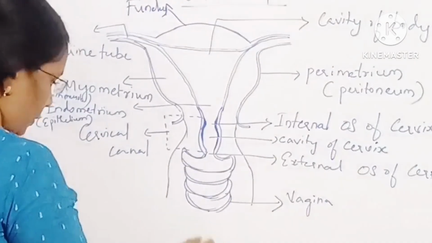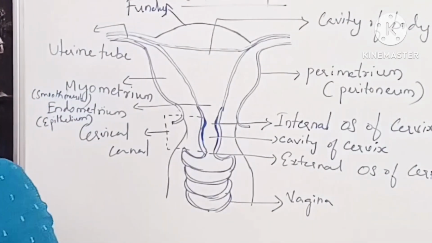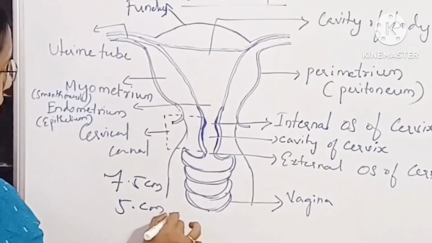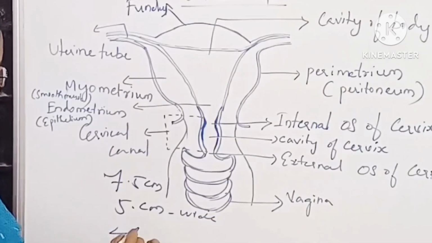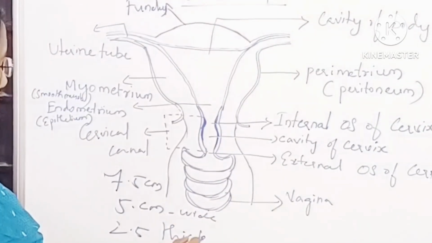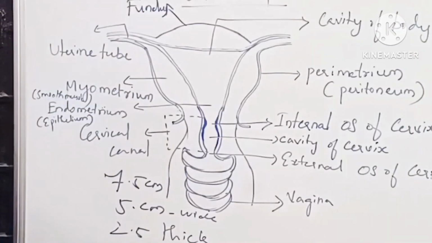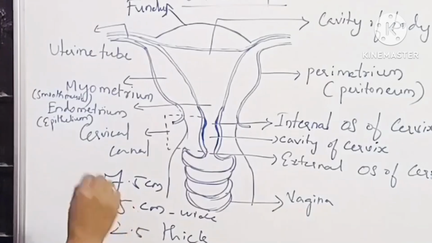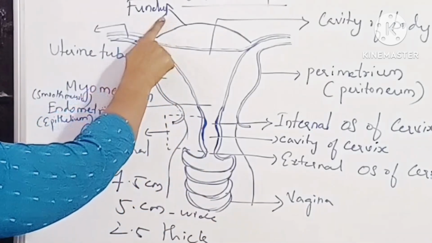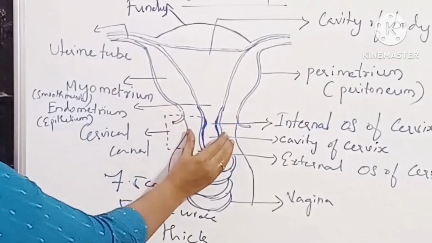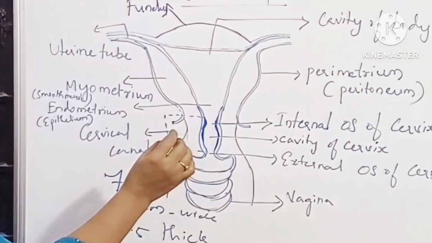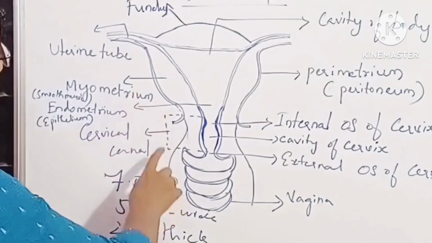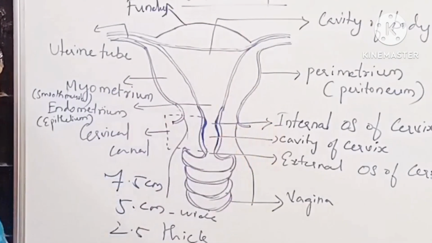The uterus is about 7.5 cm long, 5 cm wide, 2.5 cm thick. Next we can see the parts of the uterus. The parts of the uterus: first is the fundus, second the body, third the cervix. Next I will explain the parts of the uterus in the figure.